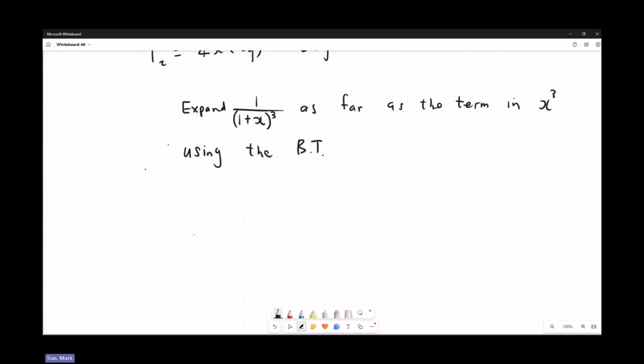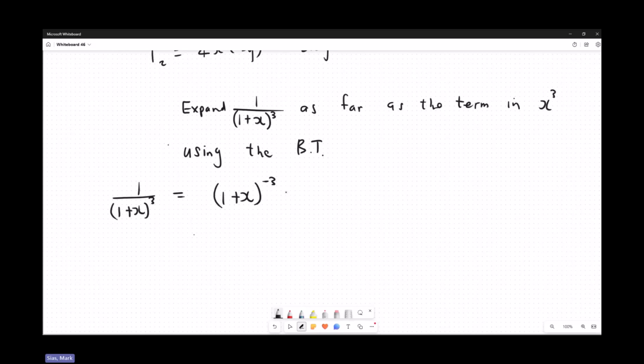So to start off, you will first write 1 divided by 1 plus x cubed as 1 plus x to the negative 3. Do you agree with that? Yes, I agree. And just to remind you, I said from the onset, if an exponent is negative or in fractional form, the number of terms that you have to add are infinite. There's an infinite number of terms, right?